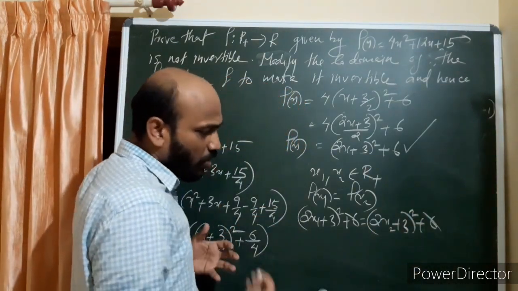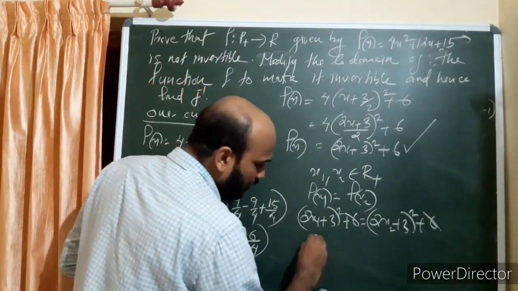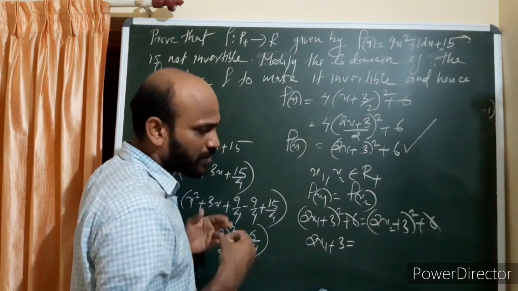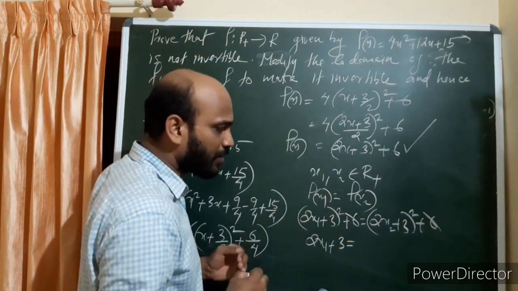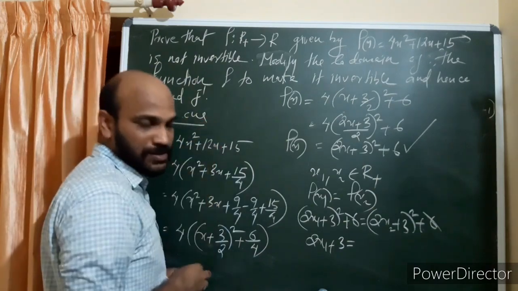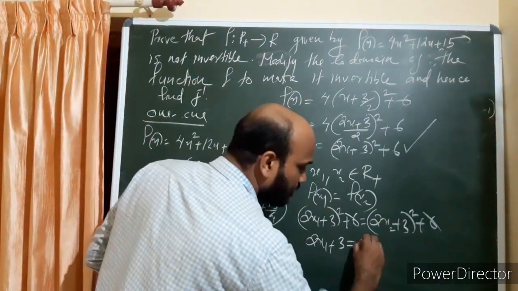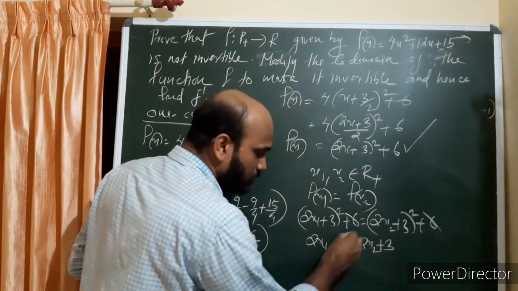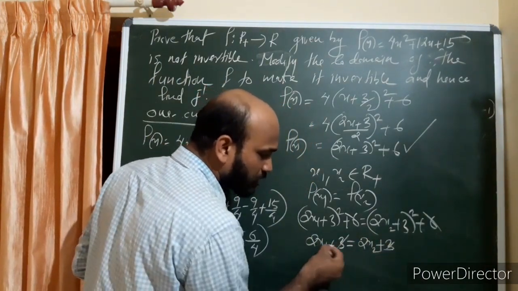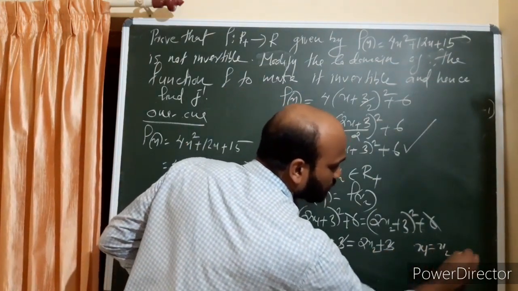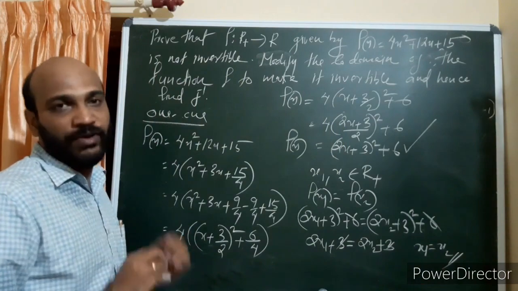Now taking the square root on both sides, we get 2x1 + 3 equals plus or minus (2x2 + 3). But the minus value we cannot take, because x1, x2 belong to R plus. So this will be 2x2 + 3. The 3 can cancel. 2x1 equals 2x2 implies x1 equals x2. So the function is clearly one-one.